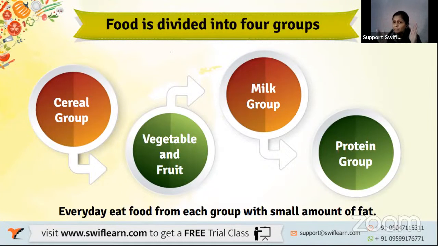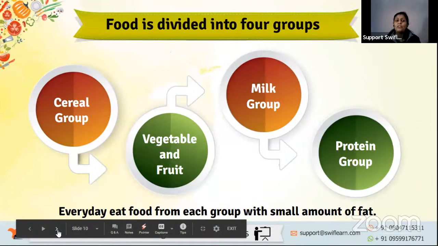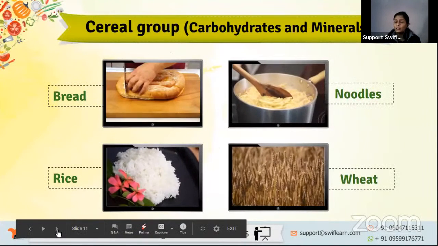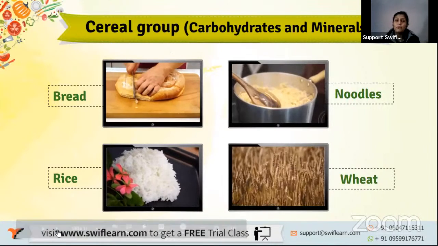They will get absorbed in our body and give us energy only when they are broken down into fatty acids. Only then are they going to give us energy. Other than that, carbohydrates are the best source of energy. So what is the cereal group? That is, the cereal group is basically what it is.